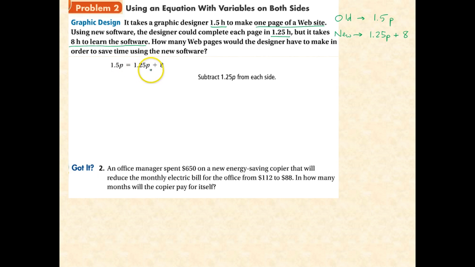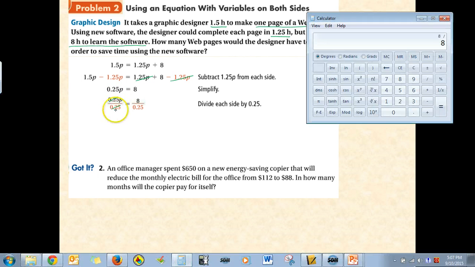We can subtract 1.25p from each side, because that will cancel them, clear them off of this side, because 1.25p minus 1.25p is 0. And then 1.5 minus 1.25 is 0.25. Now I can divide each side by 0.25. 0.25 divided by 0.25 is 1, so that's going to leave us with p. And then 8 divided by 0.25, that's dividing by a fourth, which is the same as multiplying by 4, so we get 32.